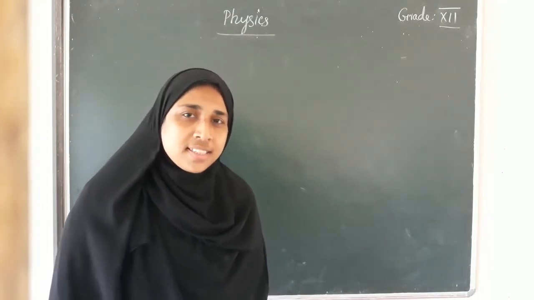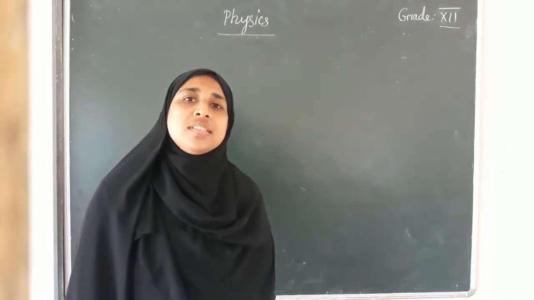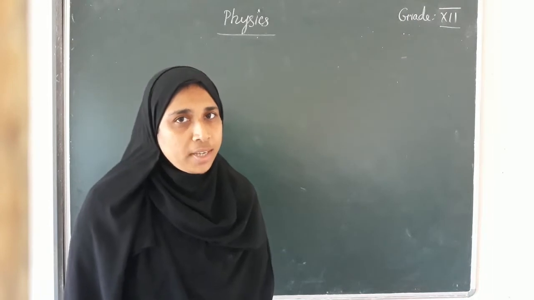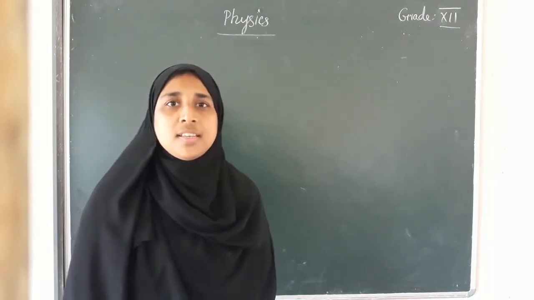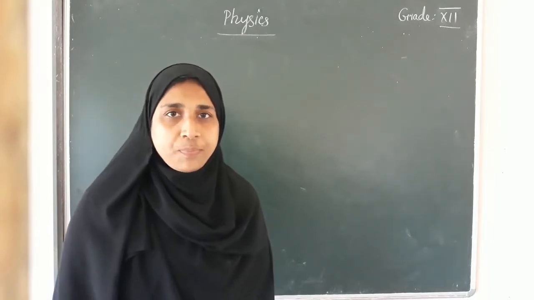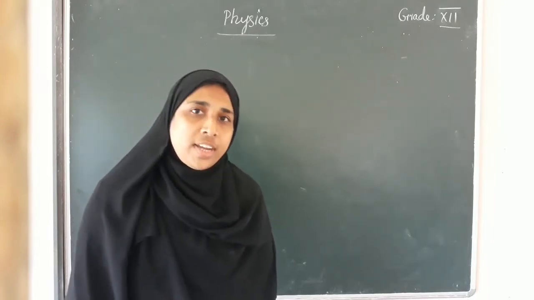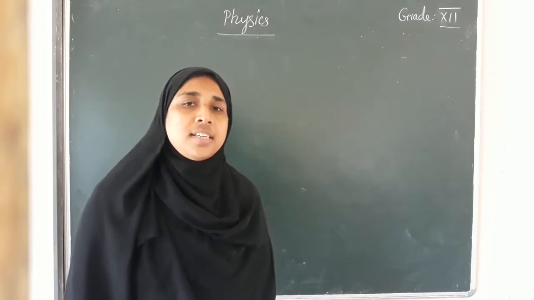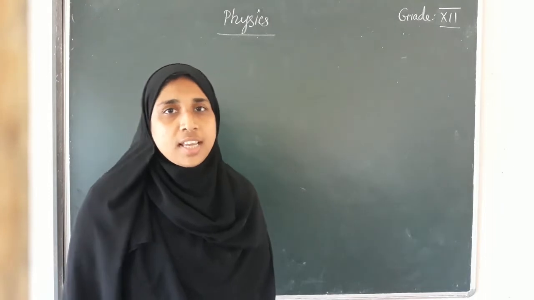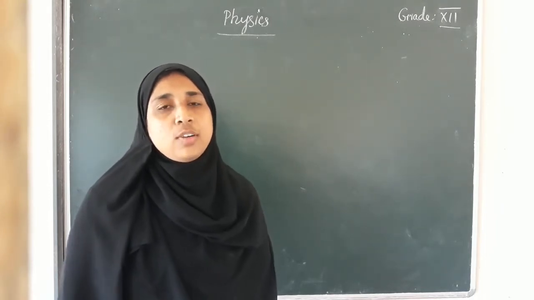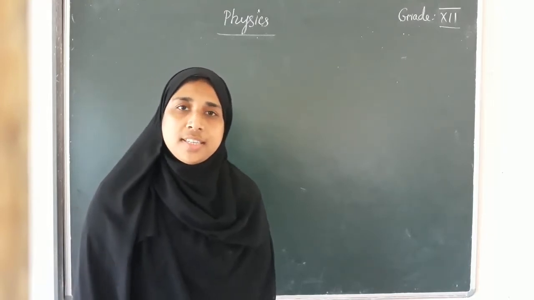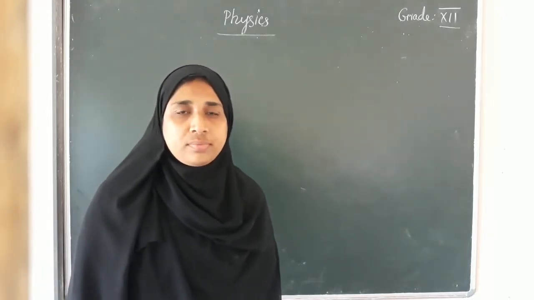In the last class, we started the second chapter, current electricity. What do you mean by current electricity? It is the study of flow of electric charges. Define current. Current is defined as the rate of flow of charges through a given cross-sectional area. So I equal to Q by T. What is the unit of current? Ampere. It is a scalar quantity.